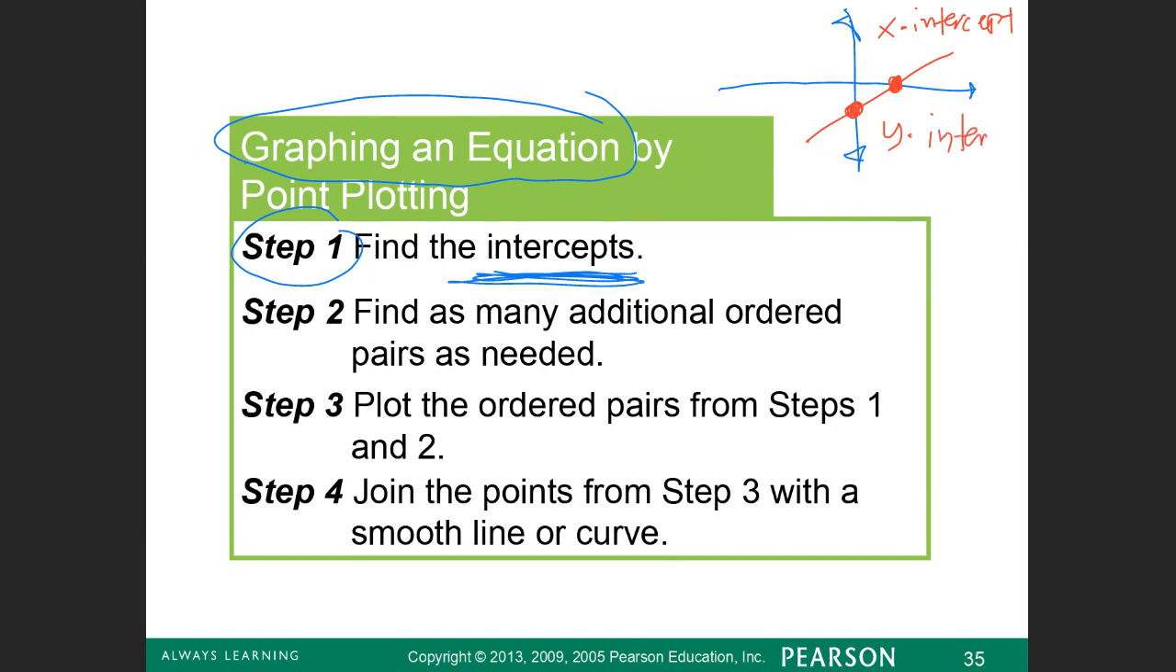And do the same thing for your y-intercept, just the other way around. Y-intercept is the intersection of the line and the y-axis. So here's my y-axis, and this is my x-axis here. So that's how you use the intercepts. Now, anyway, I will give you the formulas. So step 2, find as many additional ordered pairs as needed.